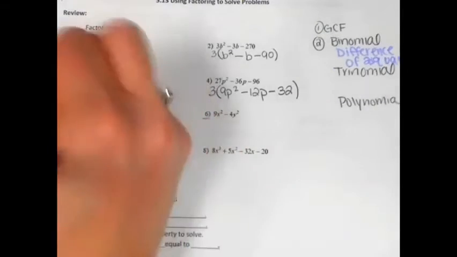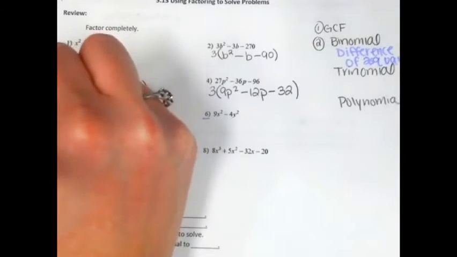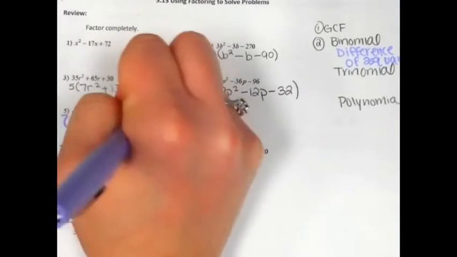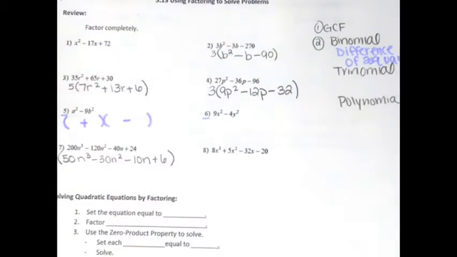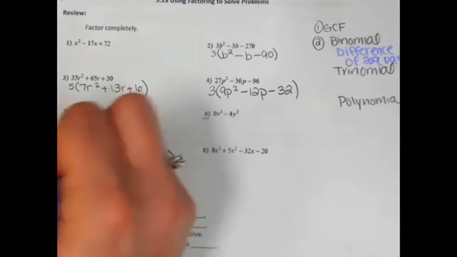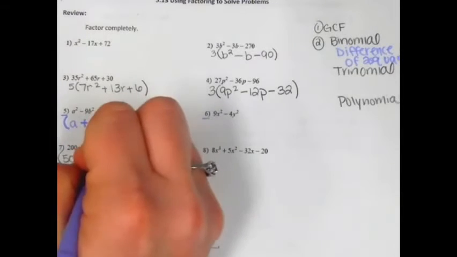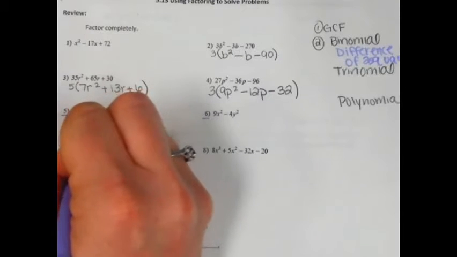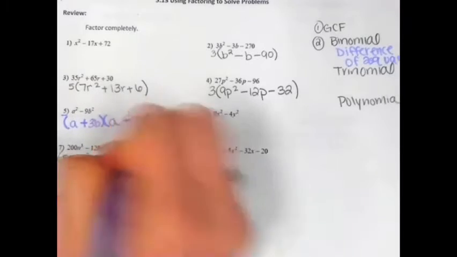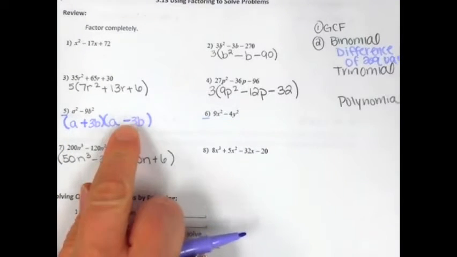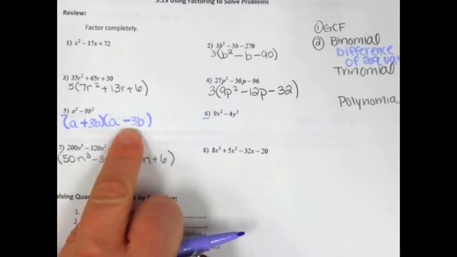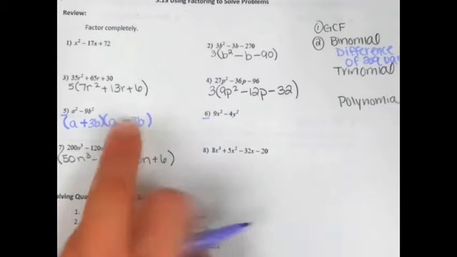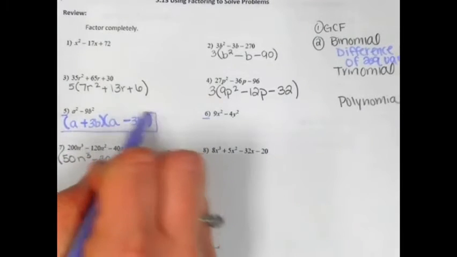All right, so to factor a difference of 2 squares, remember we make one plus, one minus. What's the square root of a squared? A, because a times a is a squared. And what's the square root of 9b squared? 3b. And there you go. And then double check: is a minus 3b a difference of 2 squares? Nope. So this would be your final answer here.